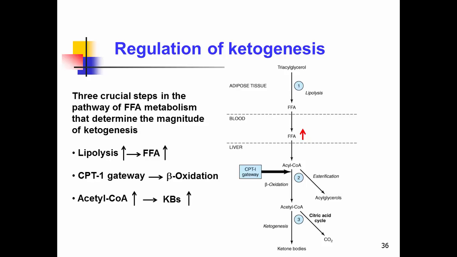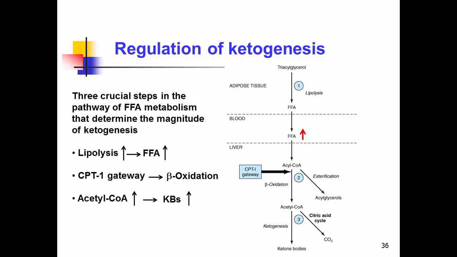More substrates are available. And the third and last step: if you only have fatty acids, it's not enough, right? Ketone bodies need acetyl-CoA. So fatty acids need to be oxidized to produce acetyl-CoA. And we know that fatty acid oxidation through beta oxidation occurs in the mitochondria.